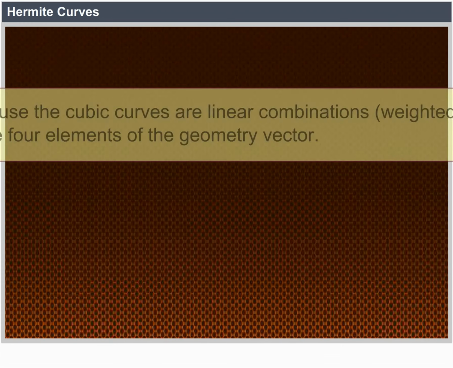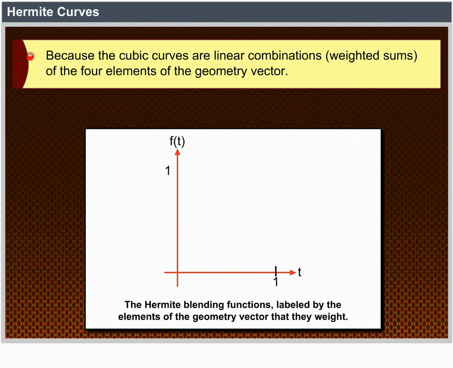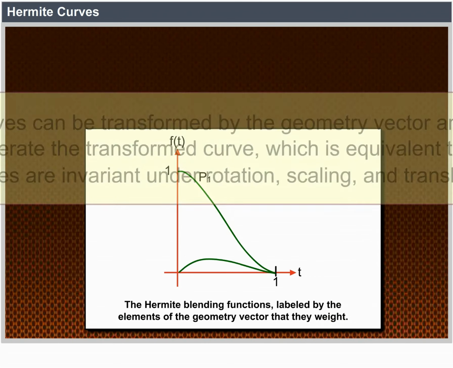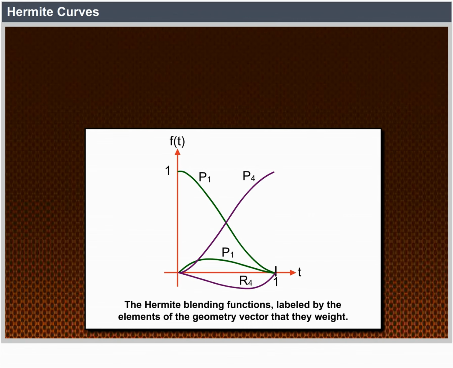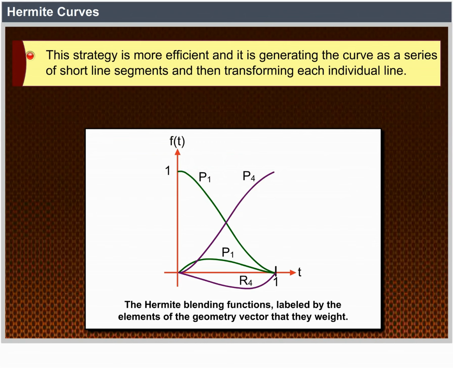Because the cubic curves are linear combinations, weighted sums of the four elements of the geometry vector, we can transform the curves by transforming the geometry vector and then using it to generate the transformed curve. This is equivalent to saying that the curves are invariant under rotation, scaling, and translation. This strategy is more efficient than generating the curve as a series of short line segments and then transforming each individual line.